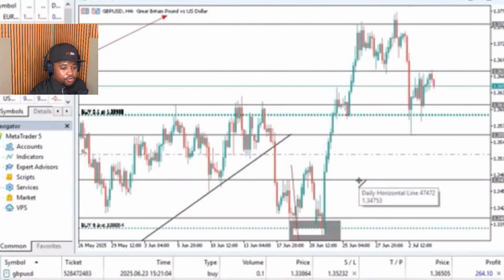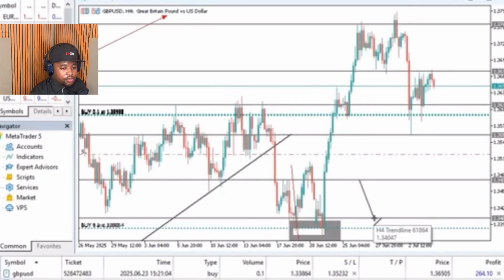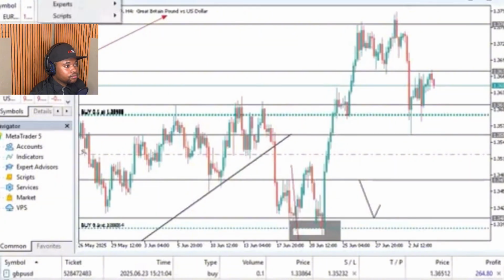I don't know if I'll be able to draw it in a much more clear way, but I'll try by all means. Let's just move this one. Okay. This is what we call a W type formation, right?